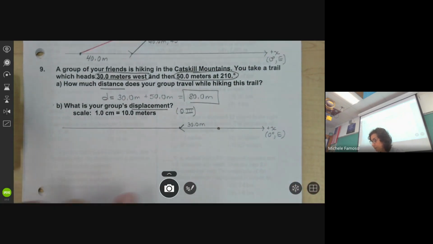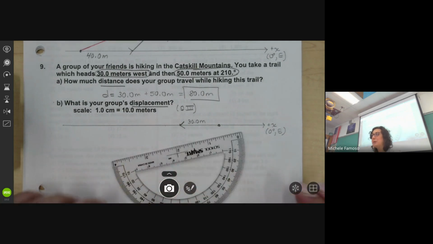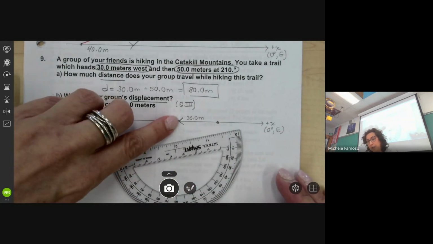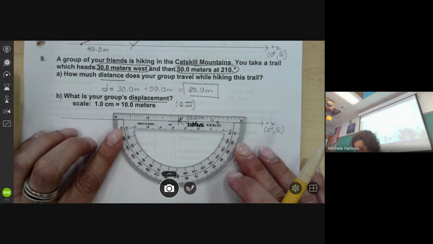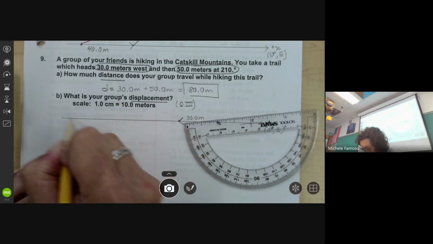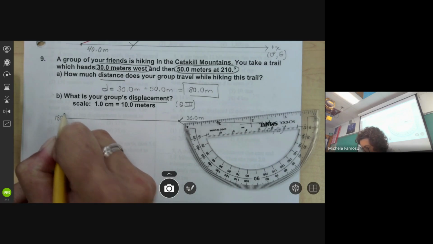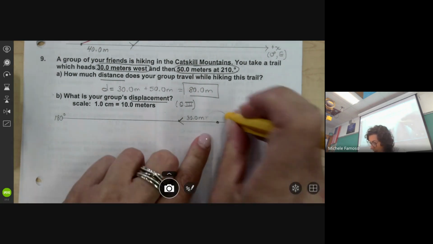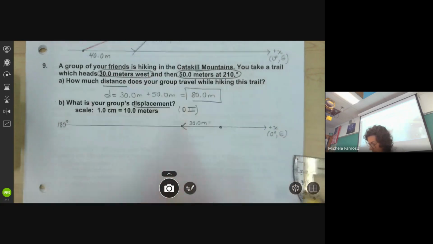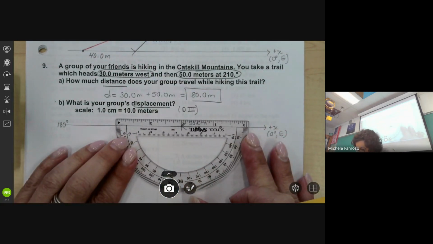Okay, here's what we do. We can turn our protractors upside down. We're going to put our origin at the head of this vector. Line it up. And the reason I'm doing that is because left is exactly 180. So I know from here around was the 180. So I'm just going to keep going another 30 beyond that in the counterclockwise direction.